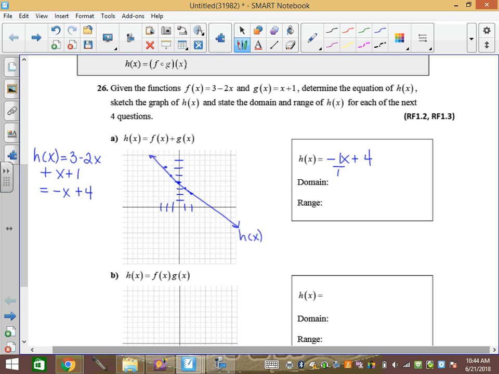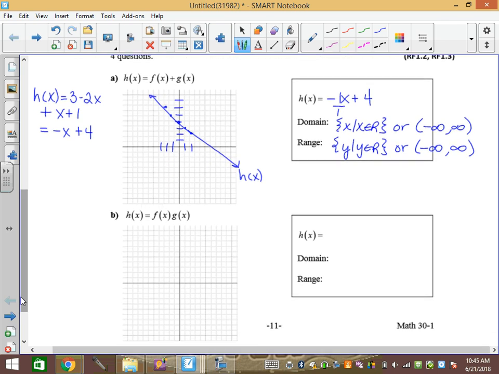Now, two linear lines added results in a linear line. So my domain is still x is an element of the reals, or in interval notation, negative infinity to positive infinity. And my range is y is an element of the reals, or in interval notation, negative infinity to positive infinity. Set notation is the one with little squiggly brackets because it means the set of.